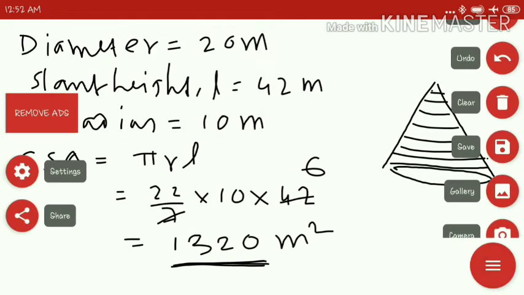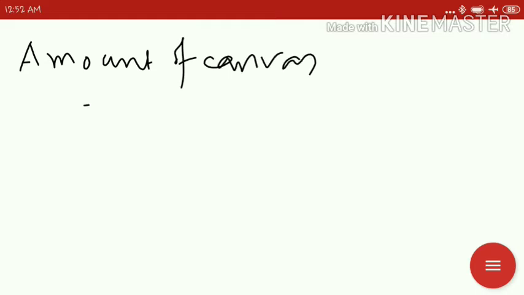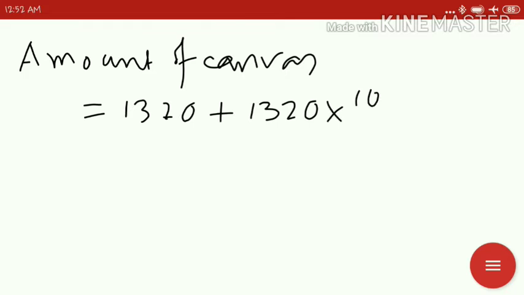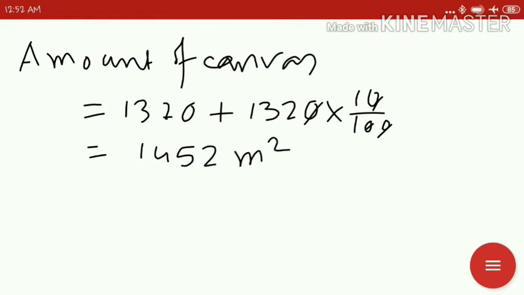So while you are going to find out the amount of canvas, or the area of the canvas, you have to take the curved surface area, 1320, and you have to also add its 10%, that is 10 by 100. Now if you calculate, it will give 1452 meter square. That is the exact amount of canvas needed to form the tent. But here we have to find out the length of the canvas. What length of the canvas do we need?